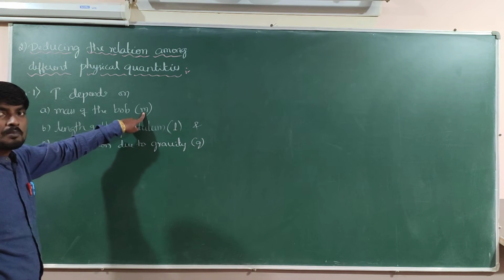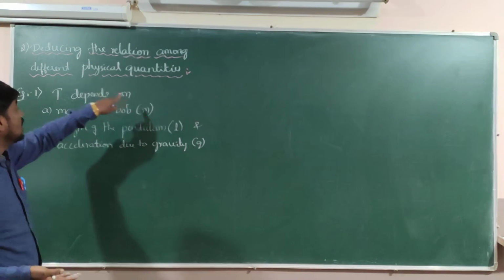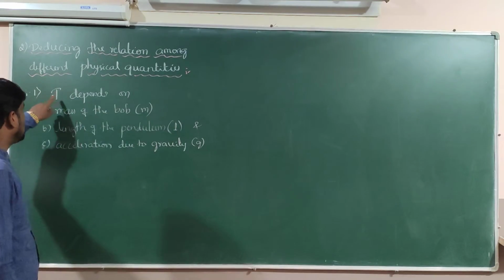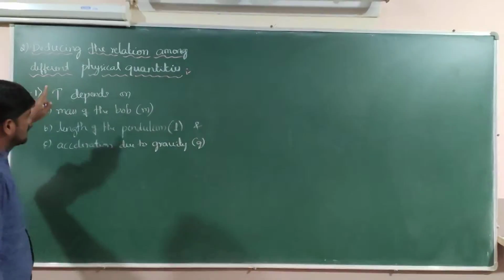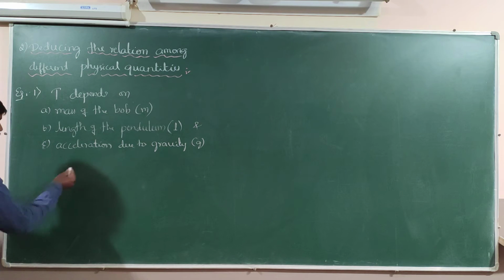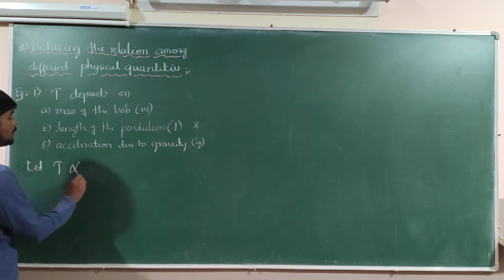If the mass of the ball increases, or if the length increases, then T is depending on them. How exactly? I don't know the exact relation, so let me start one by one. Let T be depending on, directly, what?